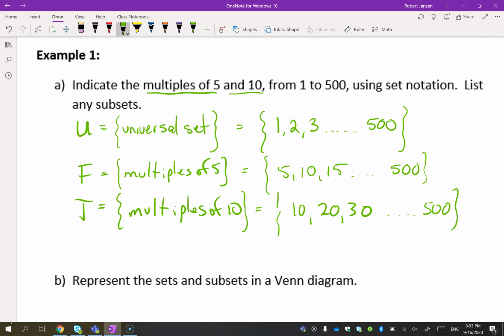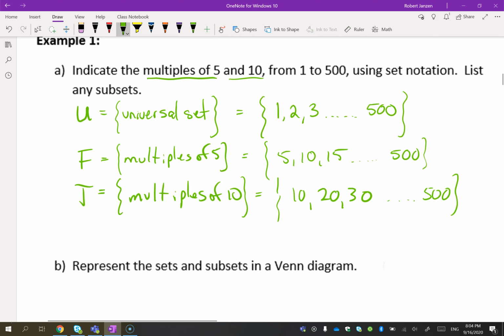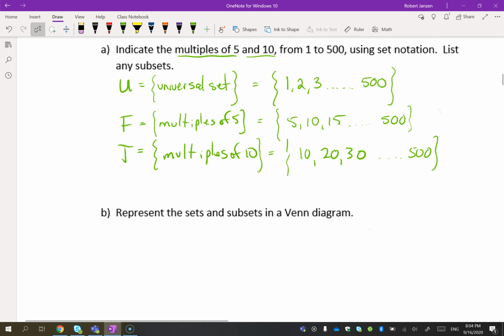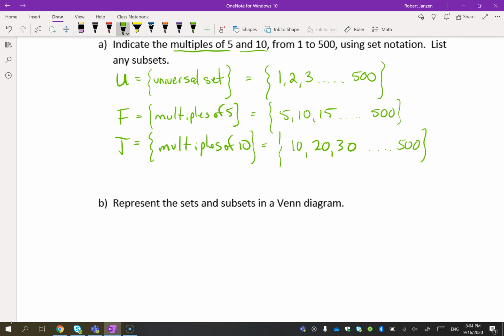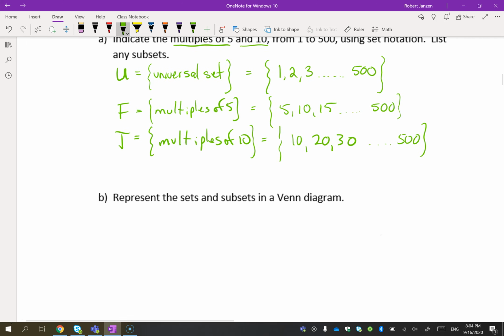Okay, now there's nothing very complicated about that. We've just drawn 3 sets. We've called the universal set the numbers 1 to 500, and then the sets F and T are subsets of U. All right, so let's start looking at some questions that you might be asked about this. Represent the sets and subsets in a Venn diagram.